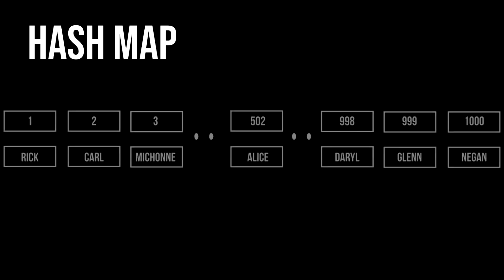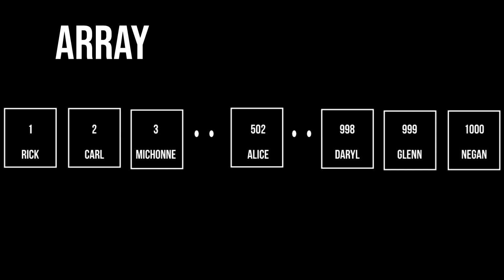If you put the same 1,000 employee details into an array and ask for employee ID 502, the array needs to search: is this 502? No. Is this 502? No. And that takes time. So in short, HashMaps have faster lookup time.